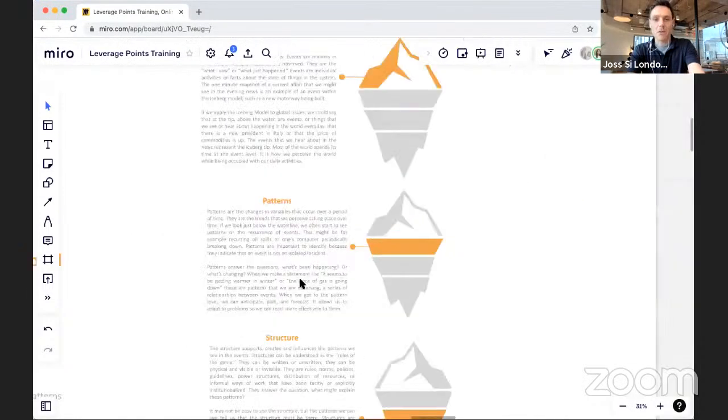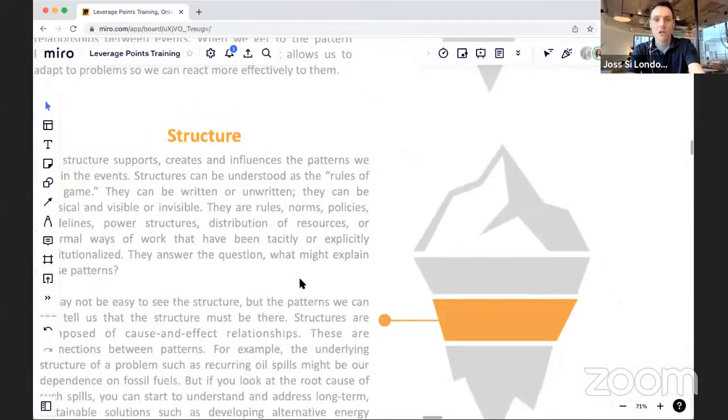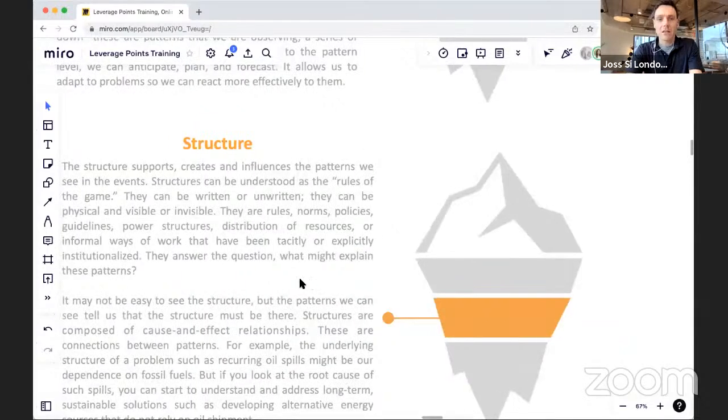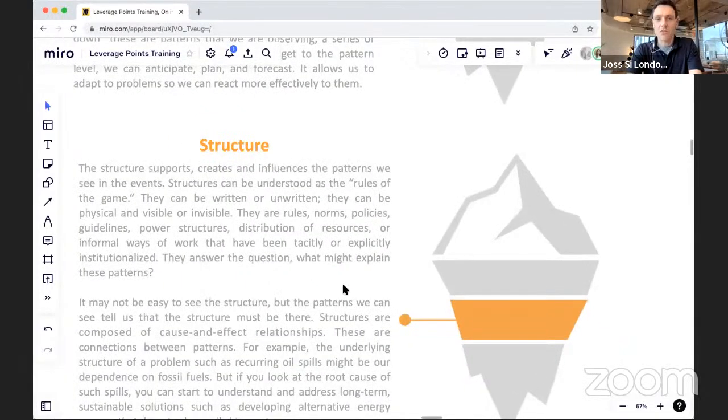Okay, so structures are what comes below that. Structures support, create, and influence the patterns we see. Structures can be understood as the rules of the game. They can be written or unwritten. They can be physical and visible or invisible.